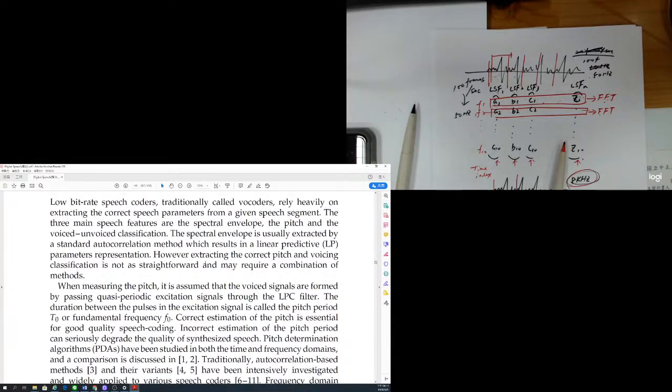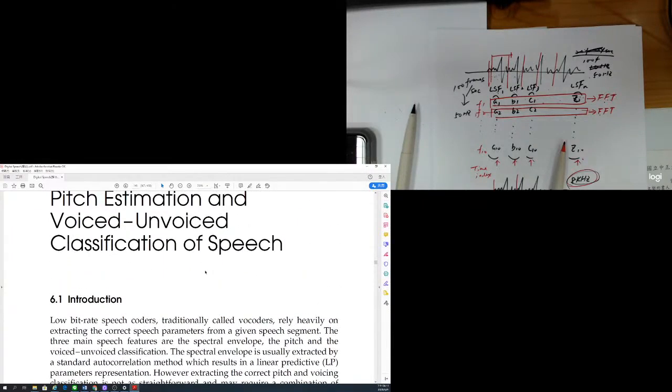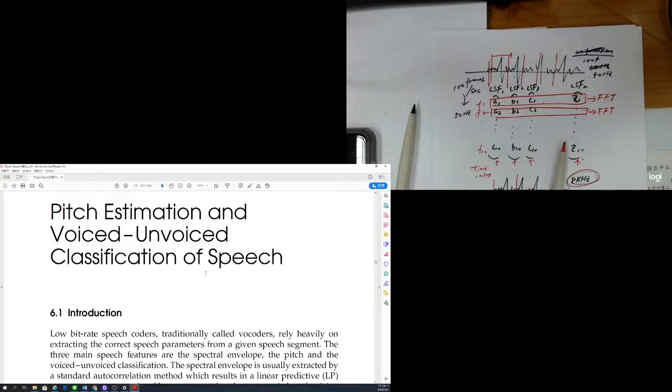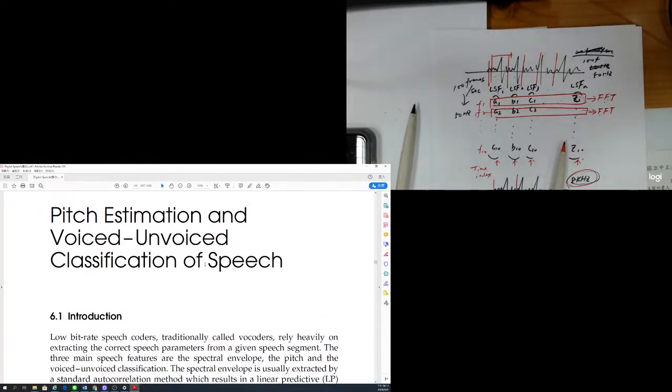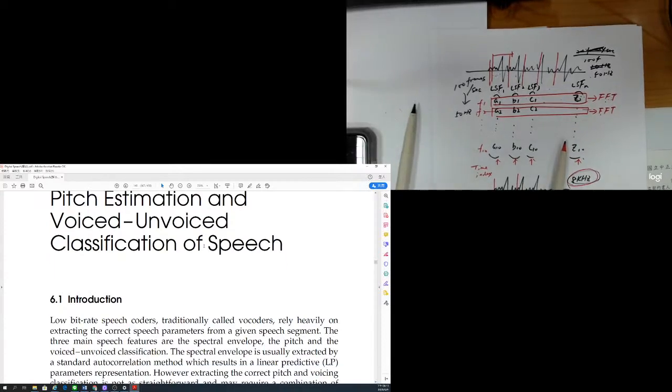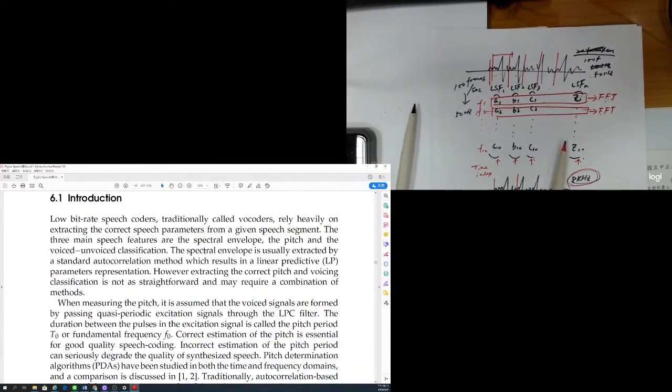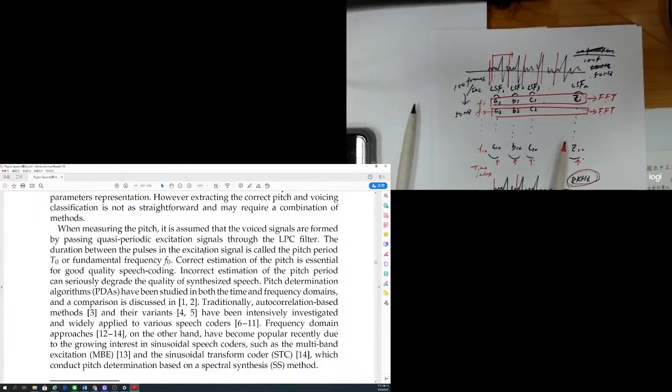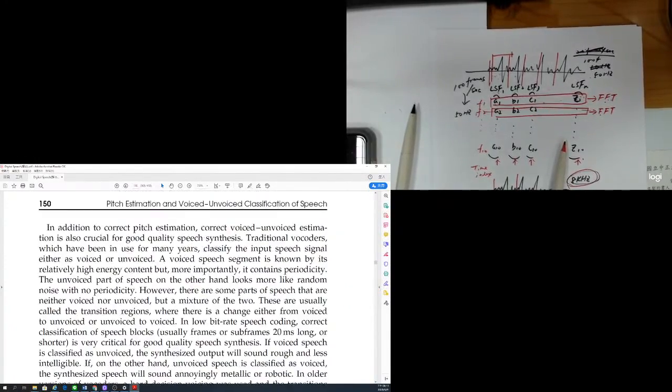So the next chapter is a bit easier. The top issues were like chapter 4 and chapter 5, and right now it could be a little bit simpler. This chapter talks about pitch estimation and voiced/unvoiced classification. It tells you how to do the pitch prediction.